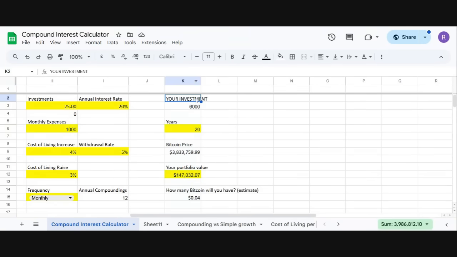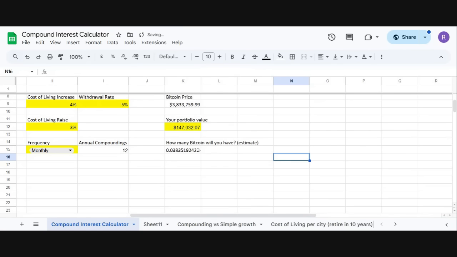Column K, you can see you put in $6,000. You have 20 years of investing. You put your money into Bitcoin for 20 years. You put $25 a month into Bitcoin for 20 years. You can adjust this number in yellow. Bitcoin's price at the time, based on this 20% growth rate, will be $3.8 million. So in 2045, $3.8 million.